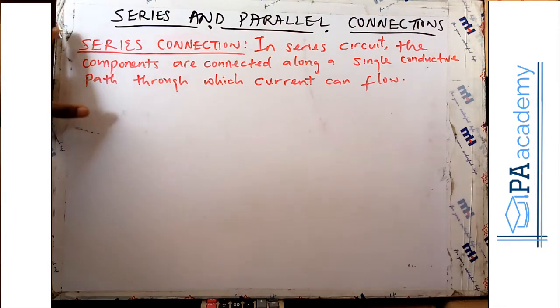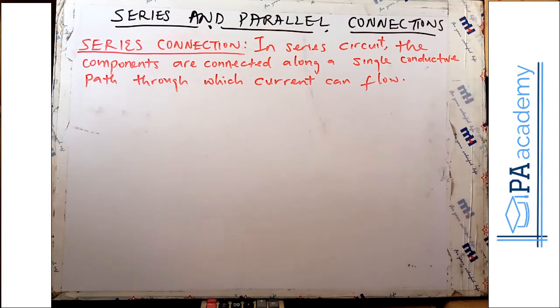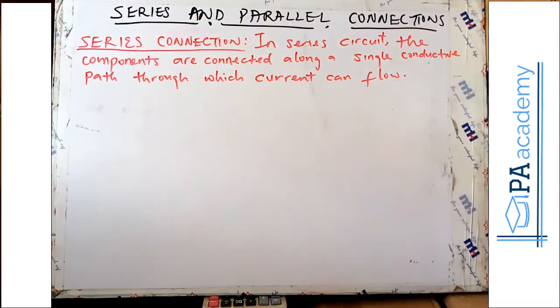So now we are going to be starting with series connection, and here it says in series circuits the components are connected along a single conductive path through which current can flow. So now let me draw a diagram to illustrate a series connection.